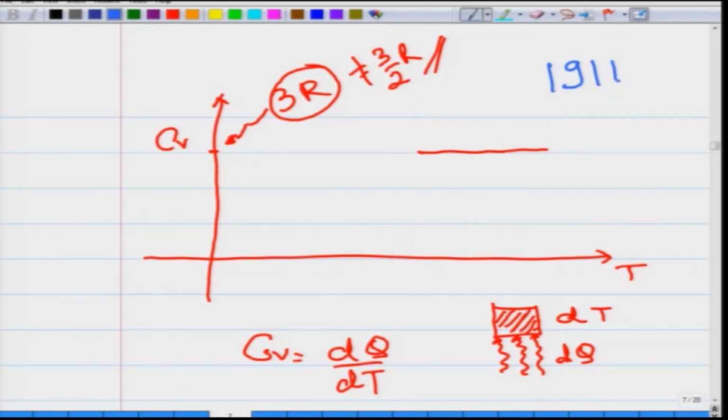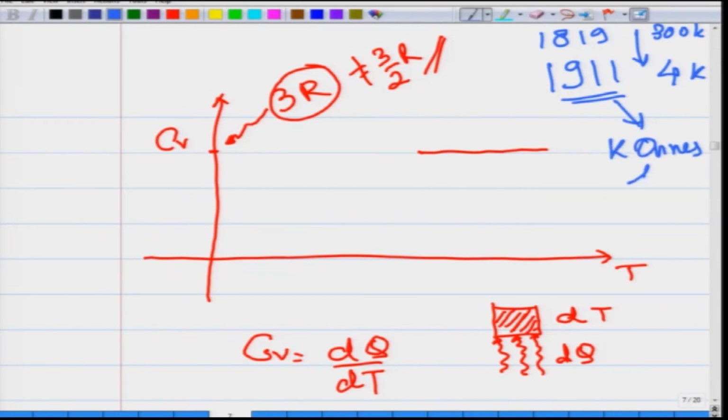and other mysteries which came up, because from 1819 onwards, people started finding ways to lower the temperature of the solid. By 1911, from room temperature of 300 K you could go down to 4 K. This was the year in which Kamerlingh Onnes liquefied helium. He obtained liquid helium, which was at 4.2 Kelvin.